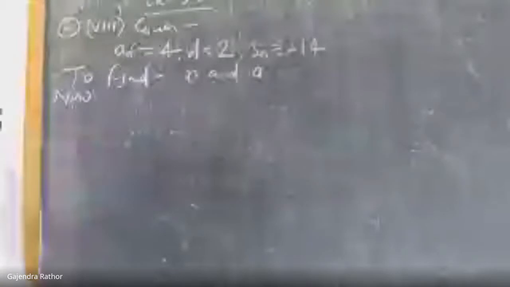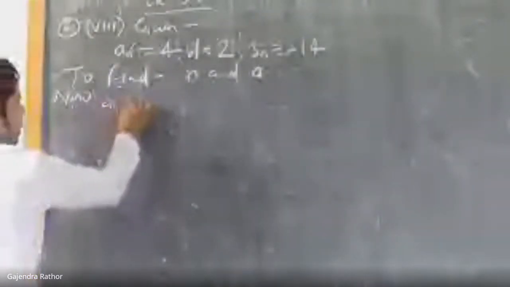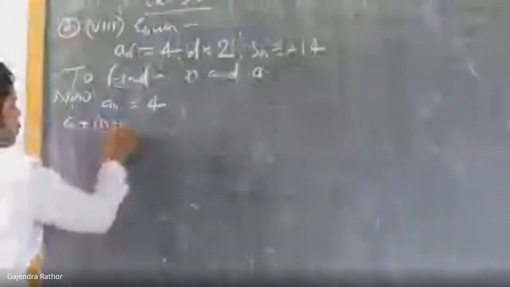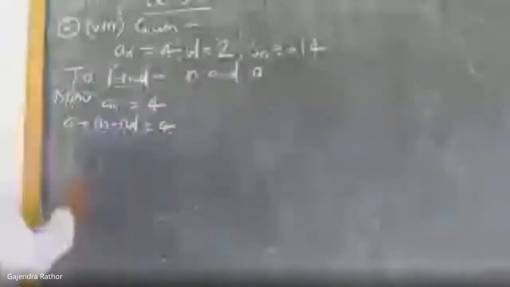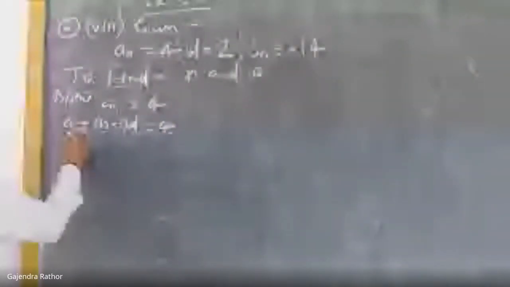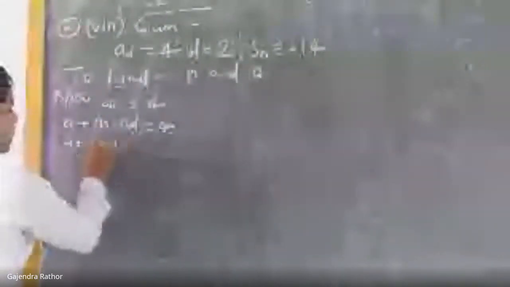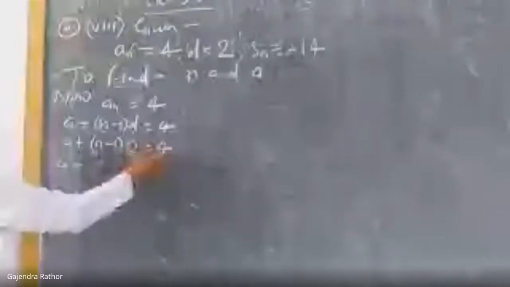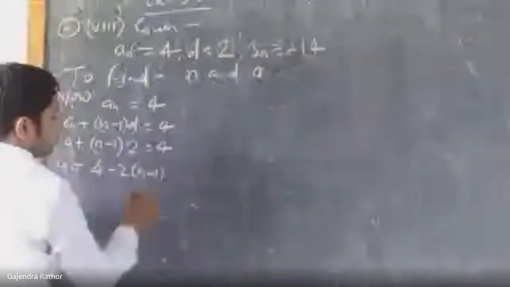Okay, now first an is equal to 4. We can write according to the general form a plus (n minus 1) into d is equal to 4. The d value is given. So a plus (n minus 1) times 2 is equal to 4. So what is the value of a? We can transpose this term to the RHS: a is 4 minus 2(n minus 1). This is equation number 1.